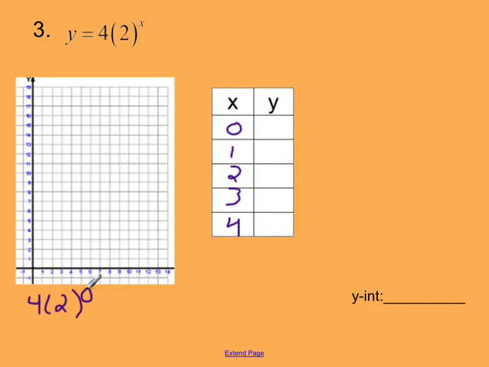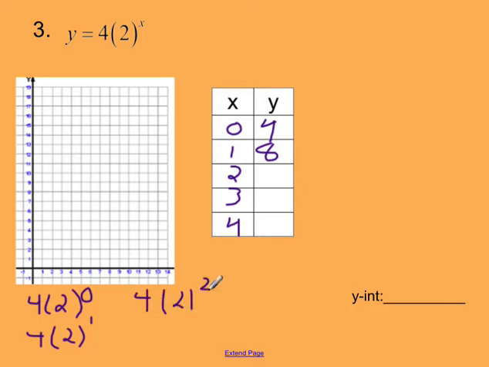Well, 2 to the 0 power is 1. 1 times 4 is 4. So this is going to be 4. Then I'm going to do 4 times 2 to the first power. That's really just going to end up being 4 times 2, which is 8. And then I'm going to do 4 times 2 to the second power.